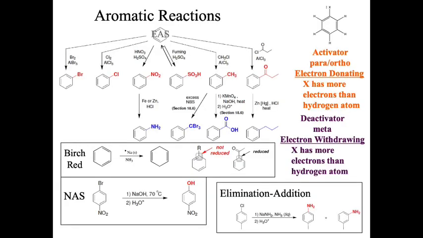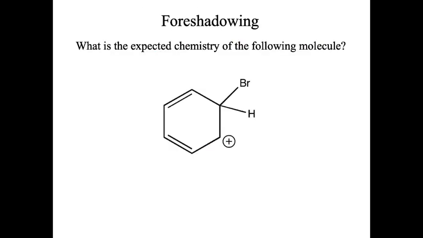So, come back here. Foreshadowing. What would be the chemistry expected for this molecule? Right? Is it stable? No. Why not? Positive charge. Okay. How might it alleviate that positive charge? Taking electrons from somewhere. We could have a nucleophile.